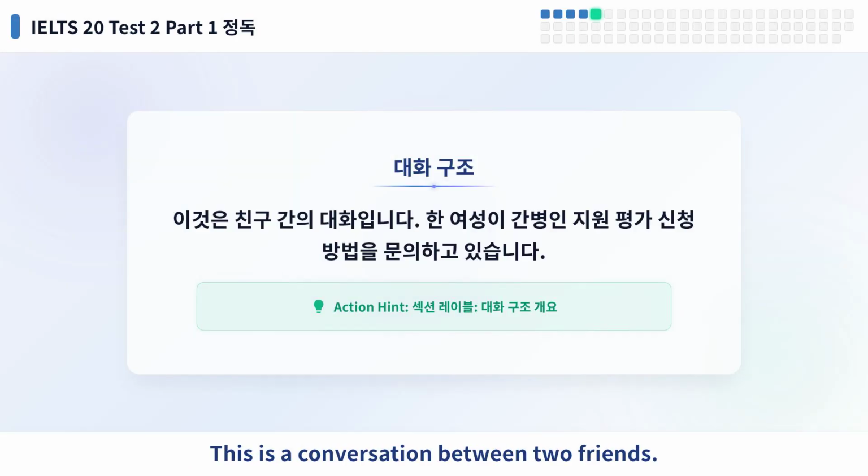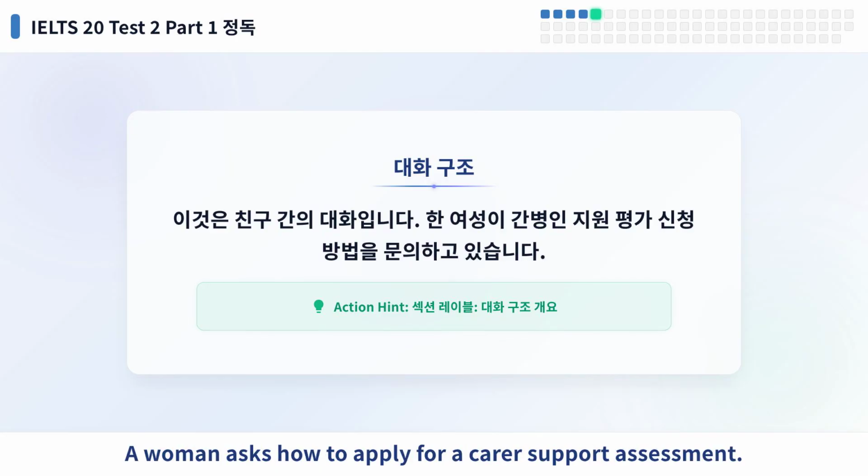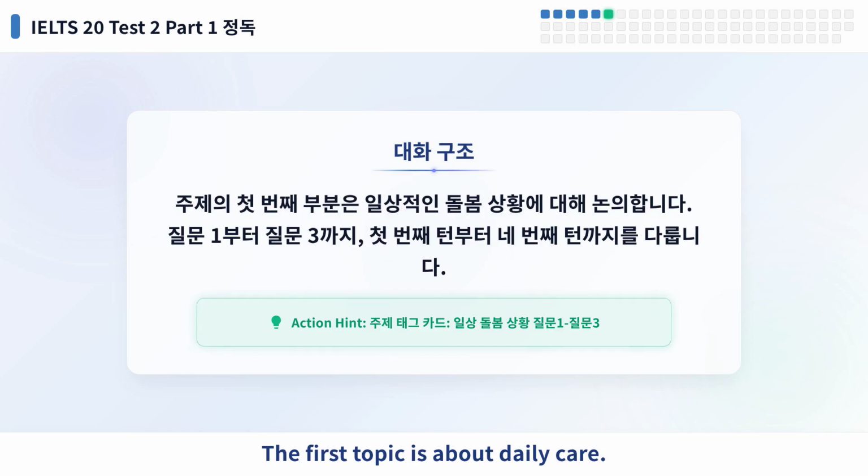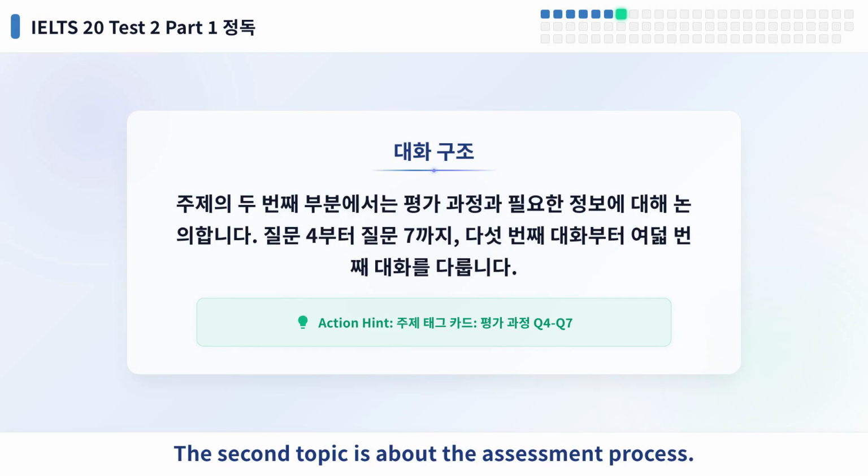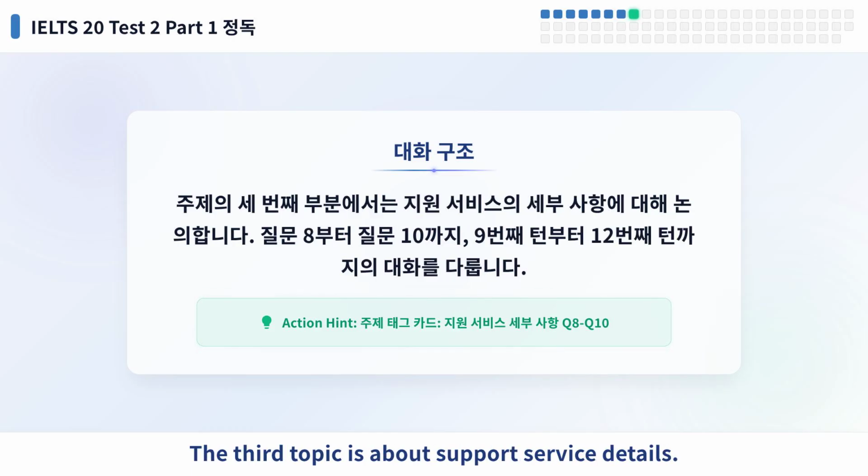This is a conversation between two friends. A woman asks how to apply for a carer support assessment. The first topic is about daily care. It covers questions 1 to 3 from turn 1 to turn 4. The second topic is about the assessment process. It covers questions 4 to 7 from turn 5 to turn 8. The third topic is about support service details. It covers questions 8 to 10 from turn 9 to turn 12.